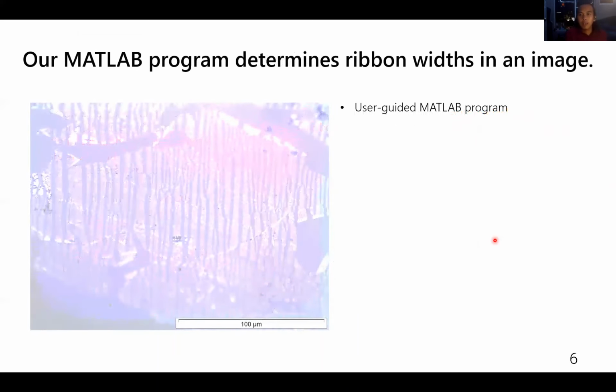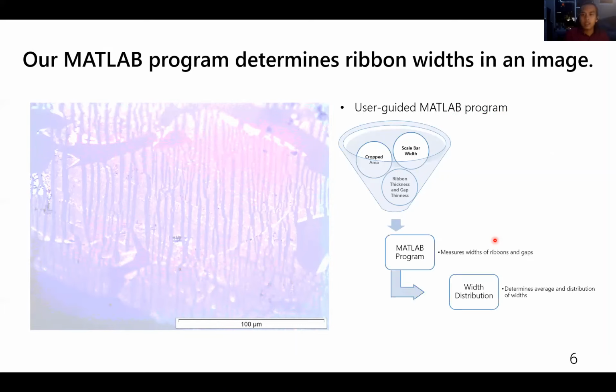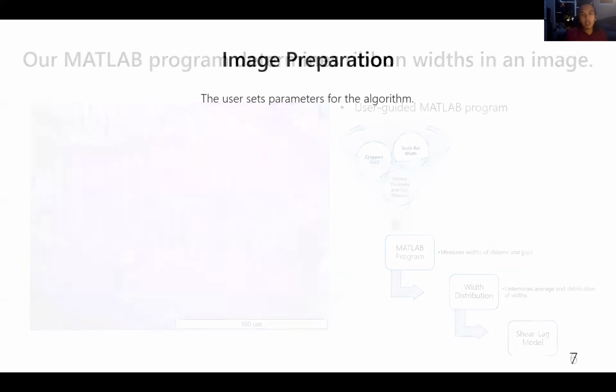So I wrote this program in MATLAB. The user first inputs some parameters. The program then measures the widths of all the graphene, and the resulting average width will then be used in mechanical analysis via a shear lag, basically a stress prediction model.